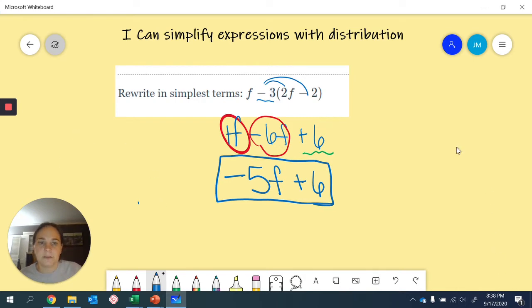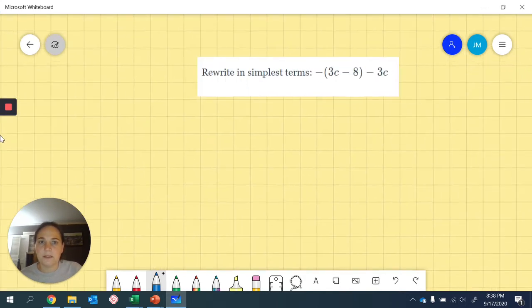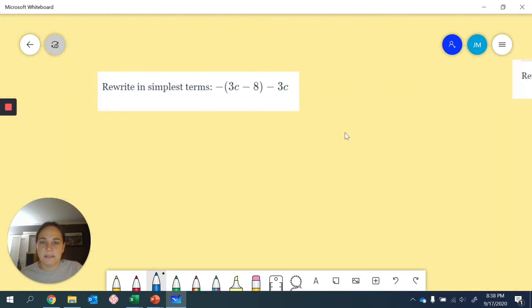Okay, so that's one type of problem. Another one you might see is here, and this one's a little tricky sometimes because there's this negative sign right outside the parentheses. So sometimes students forget that there's this like imaginary negative one right there. So we need to distribute this negative 1 in because of those parentheses.